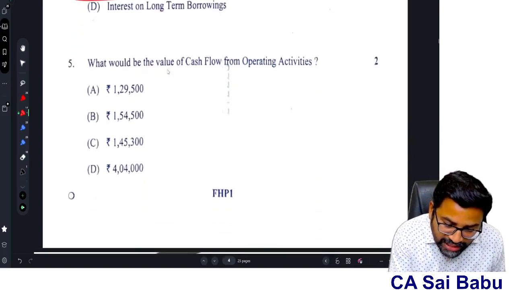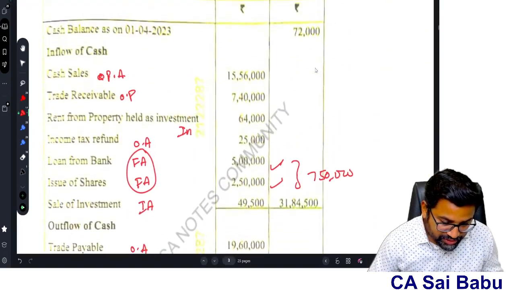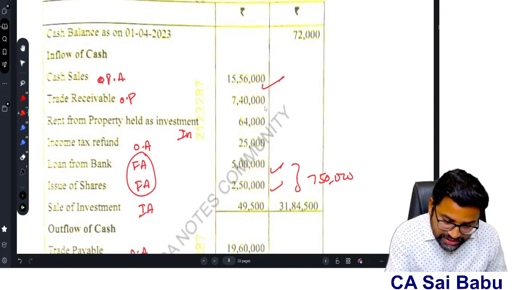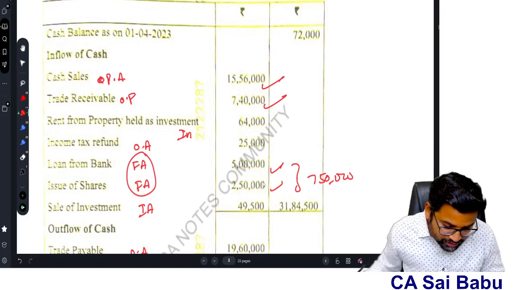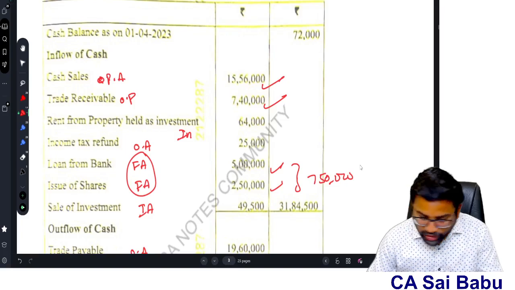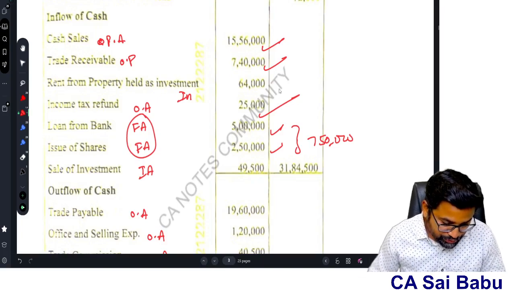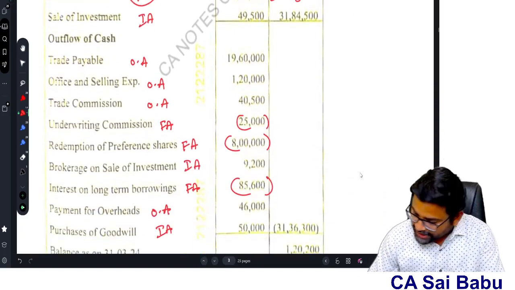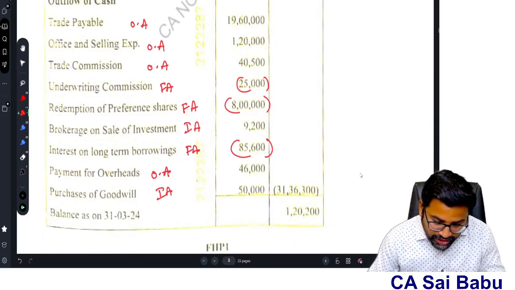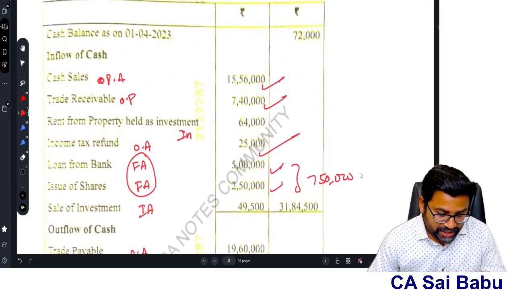Next, what would be the value of cash flow from operating activities? Very simple, we already identified. What is the operating activities here? See here, cash sales 15 lakh 56,000, this one 7 lakh 40,000, and these two are inflows, and also refund of income tax is also operating activity, these two. And as far as the outflows is concerned, 19 lakh 60,000, 1 lakh 20,000, 40,500, and also one more thing, 46,000. So therefore inflows and outflows, operating activities.